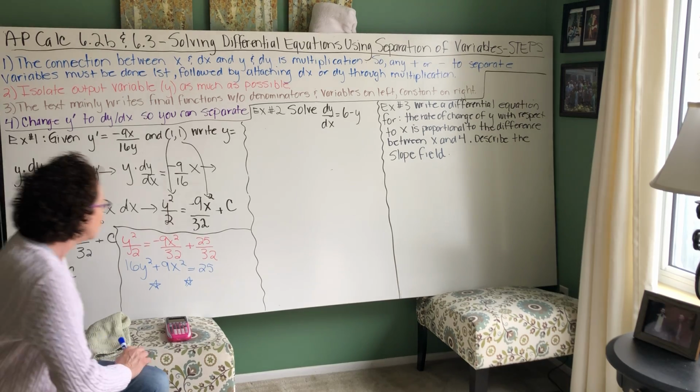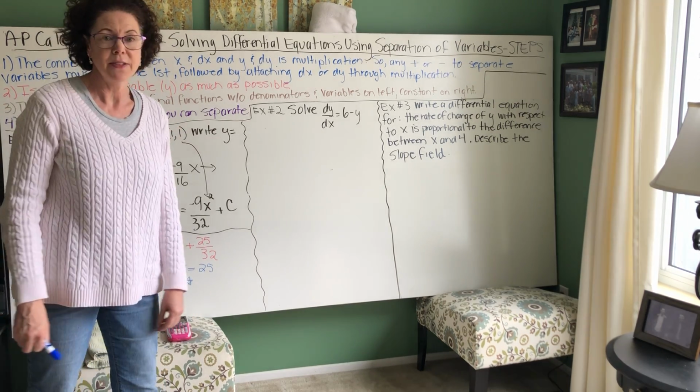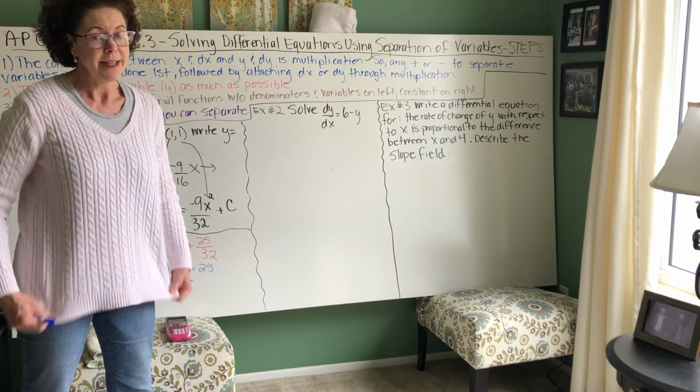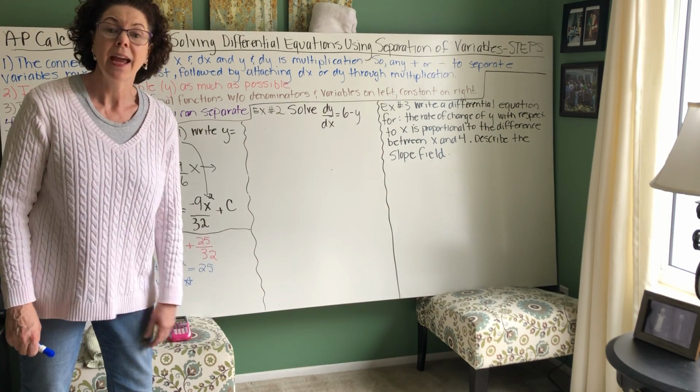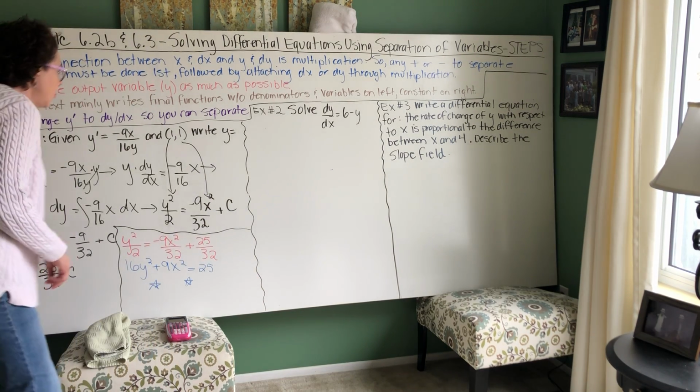All right, class, let's go to number 2. Solve dy over dx equals 6 minus y. Class, this looks super easy. It is not. We have to be so careful here. Here we go. Here's what I want you to know.